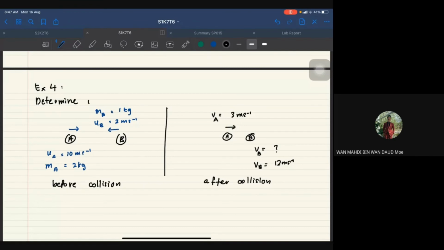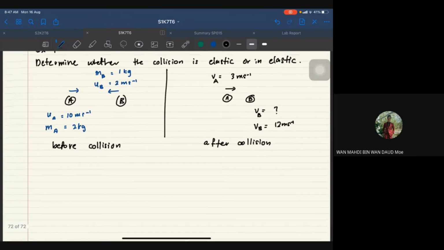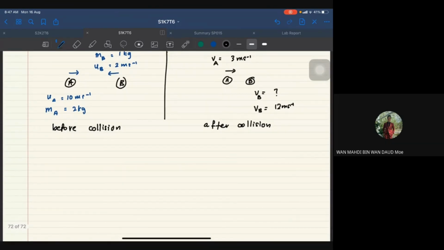Determine whether the collision is elastic or inelastic. So basically you want to determine whether the kinetic energy is conserved or not. So to do that, you can calculate summation of Ki and summation of Kf separately. Left and right tu kamu buat separately.